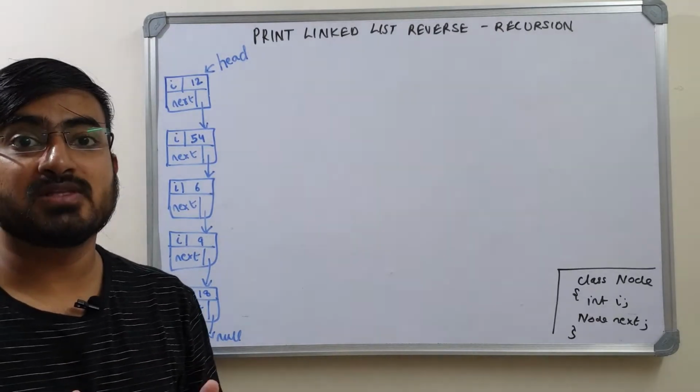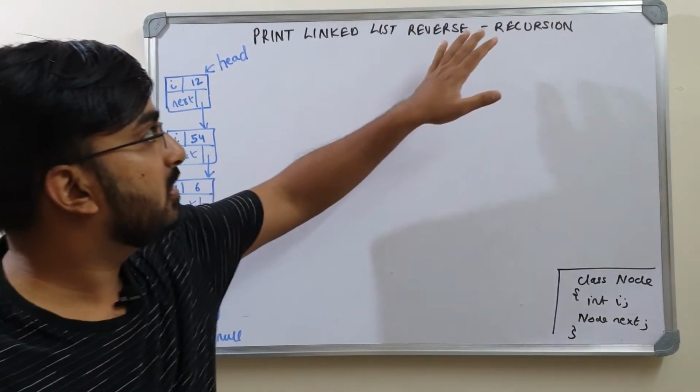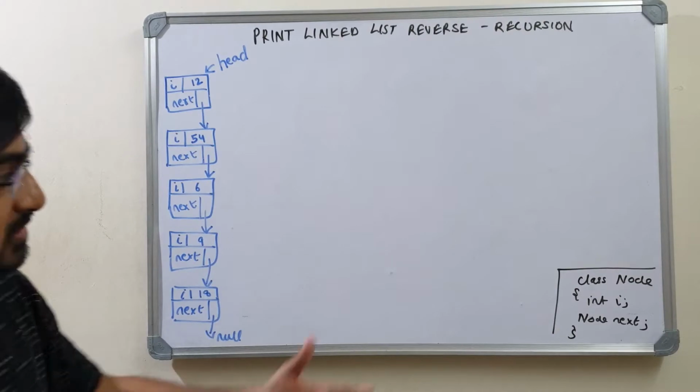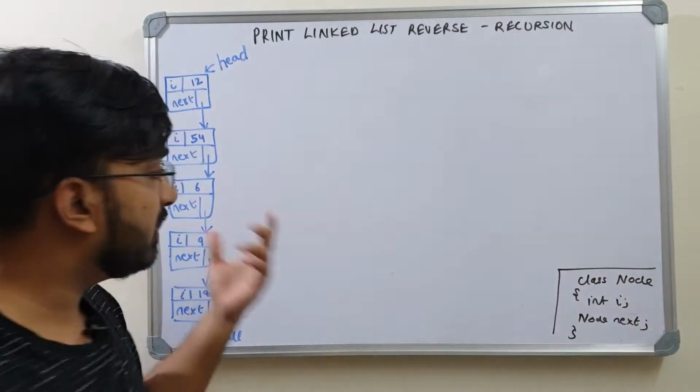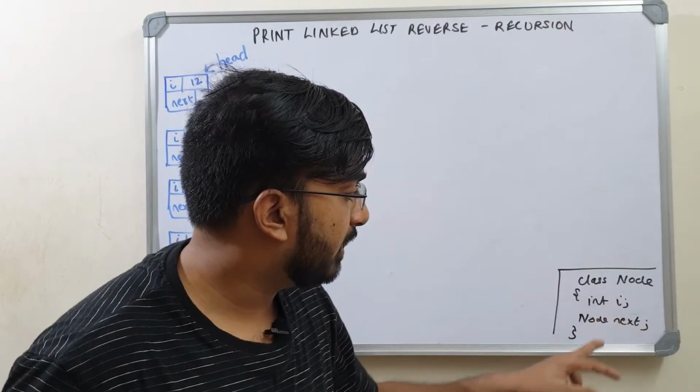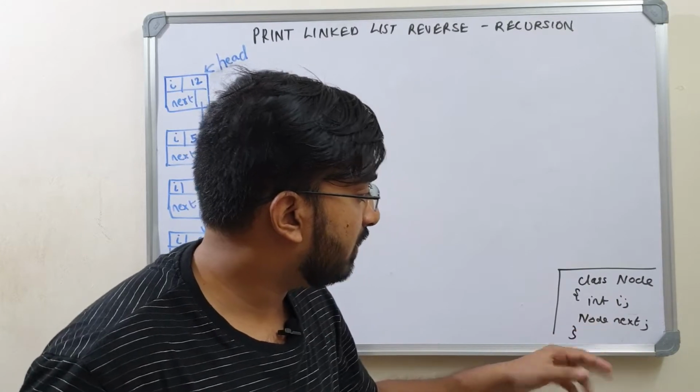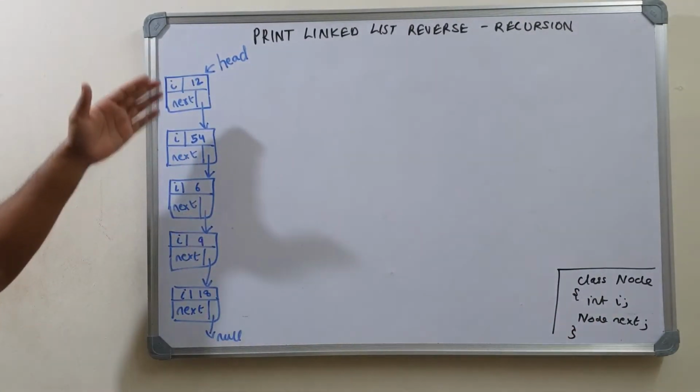So guys, in this video, we'll see how to print a linked list in reverse using recursion. This is the class Node we are using for our node objects. It has an integer i to store the data, and a variable next of type Node that stores the reference to the next node. This is the linked list we are using.